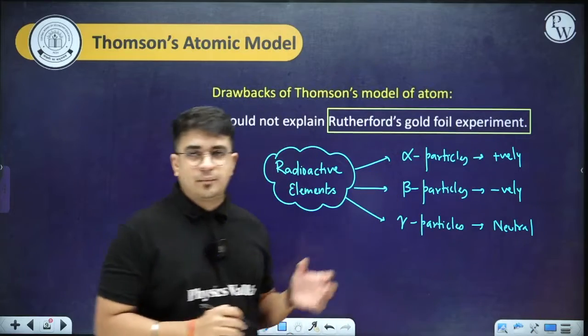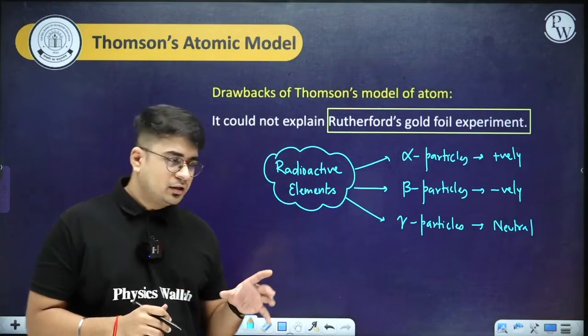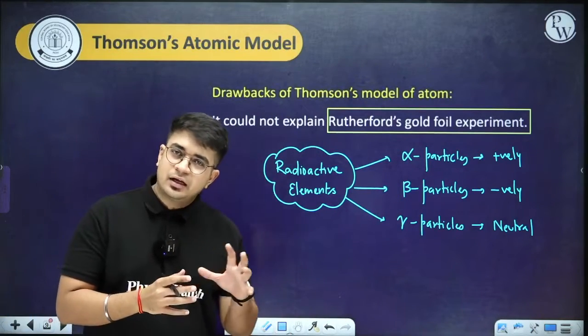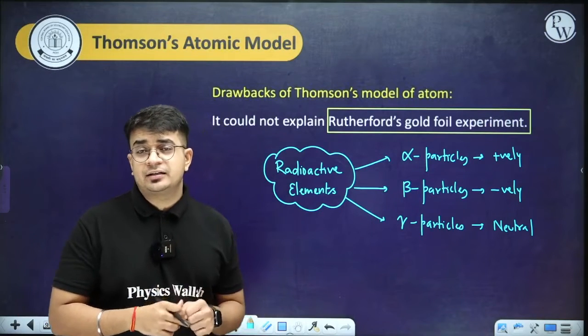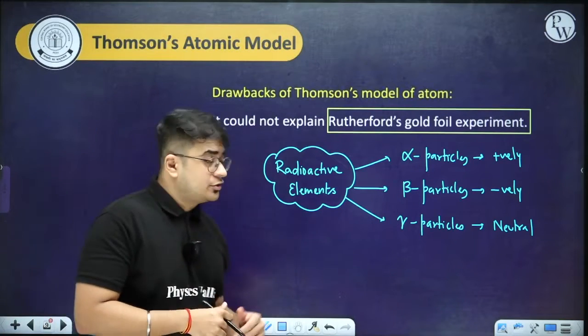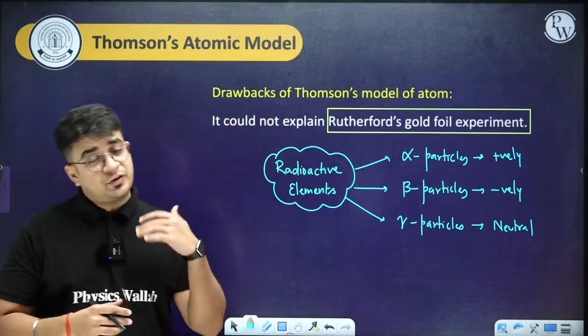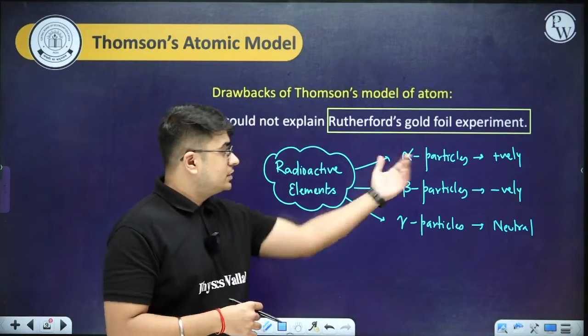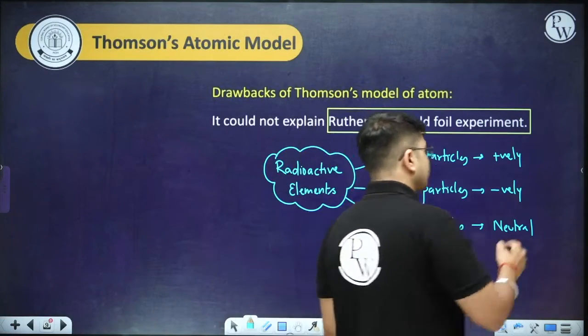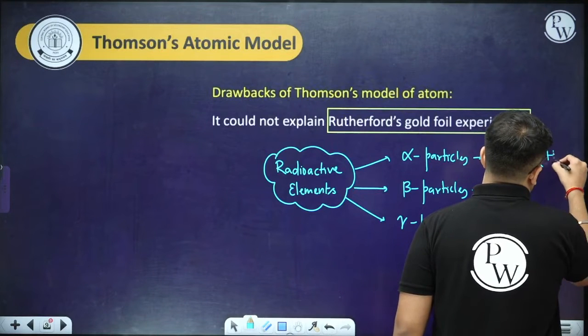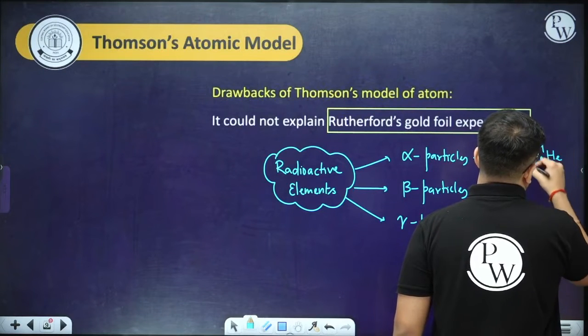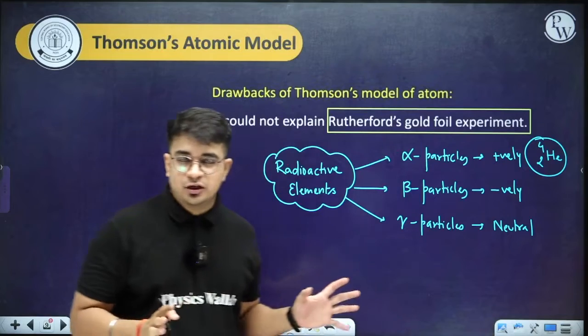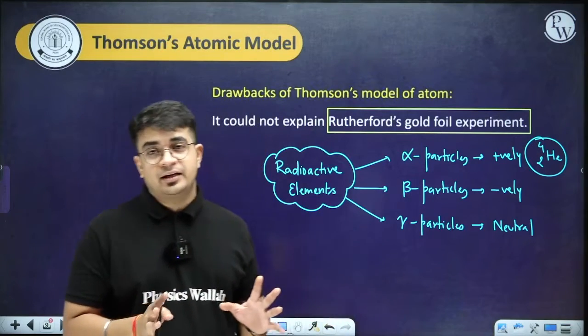The penetration power of alpha particles was very low. Beta particles had moderate penetration power, but the penetration power of gamma rays was very high. Now, you can see this alpha particle is nothing but the nucleus of helium, which is 2He4. So this entire conceptualization was already established at that particular time.